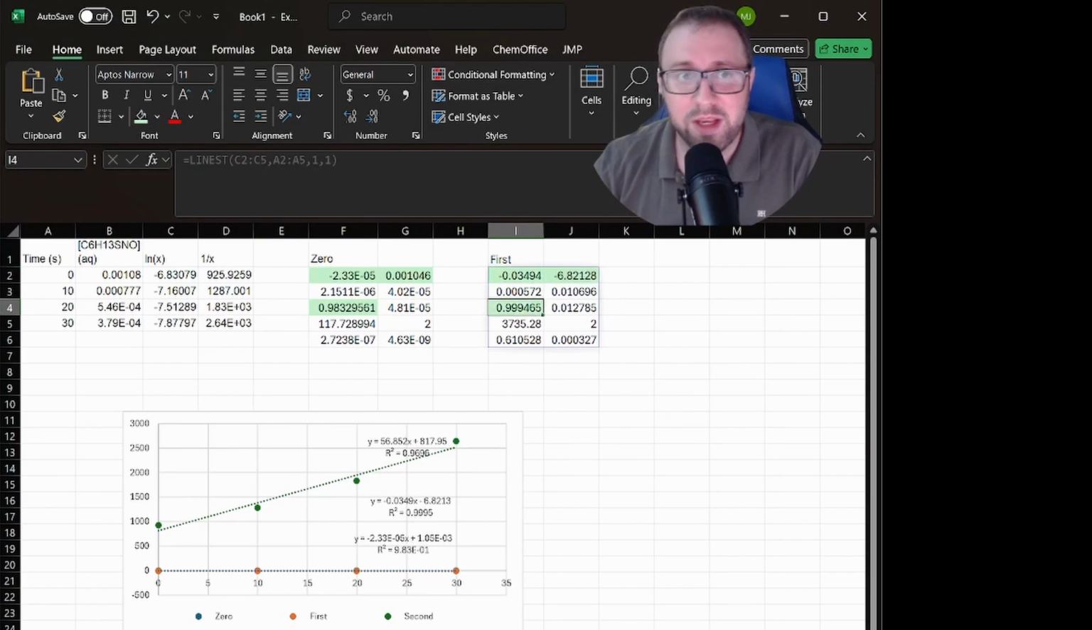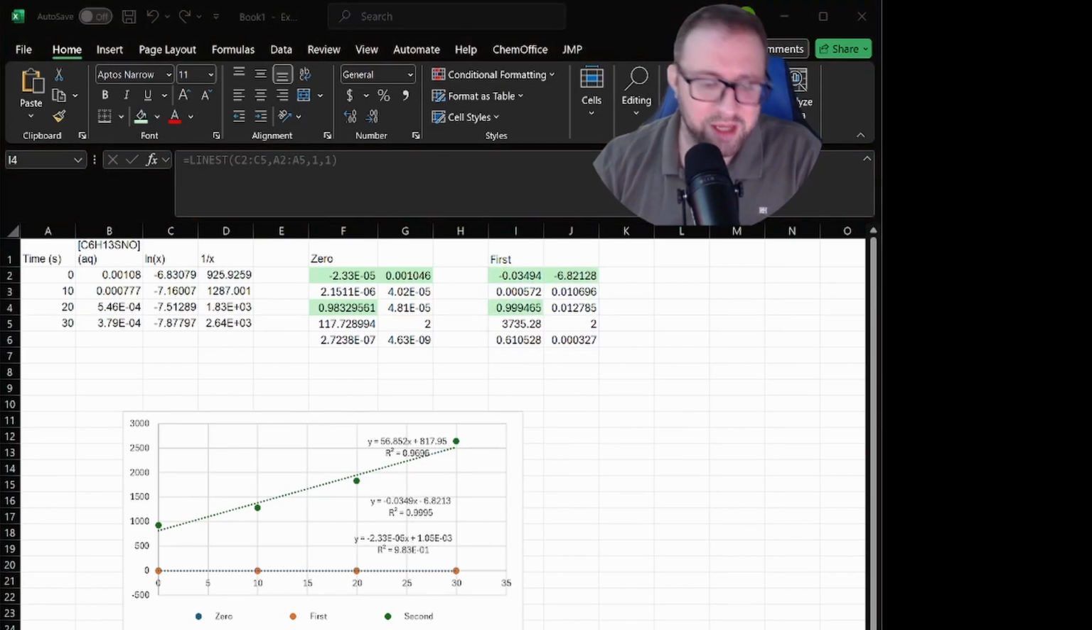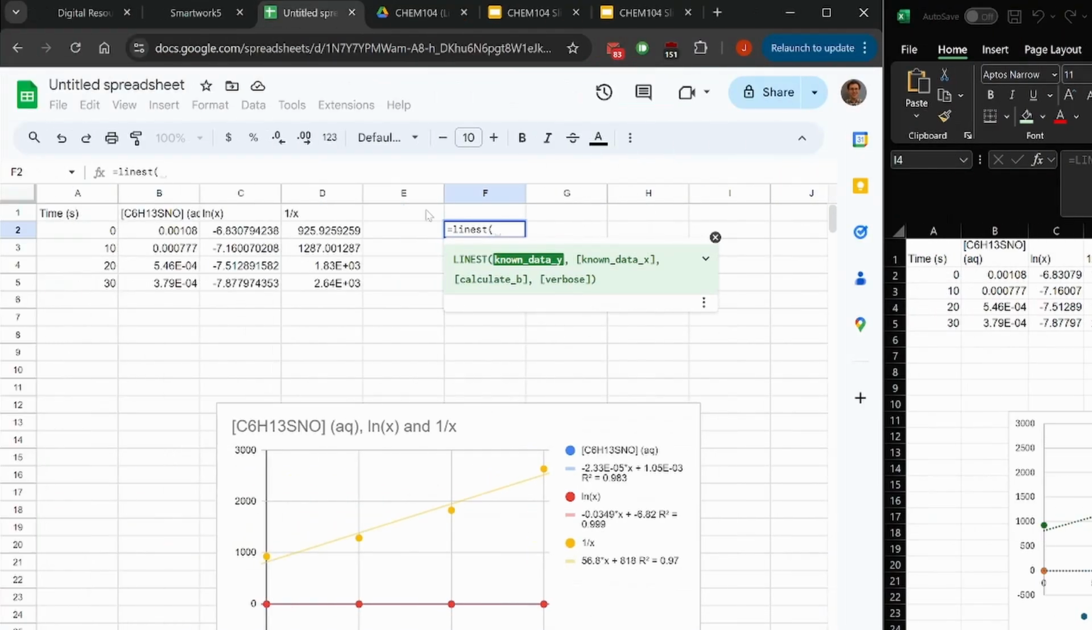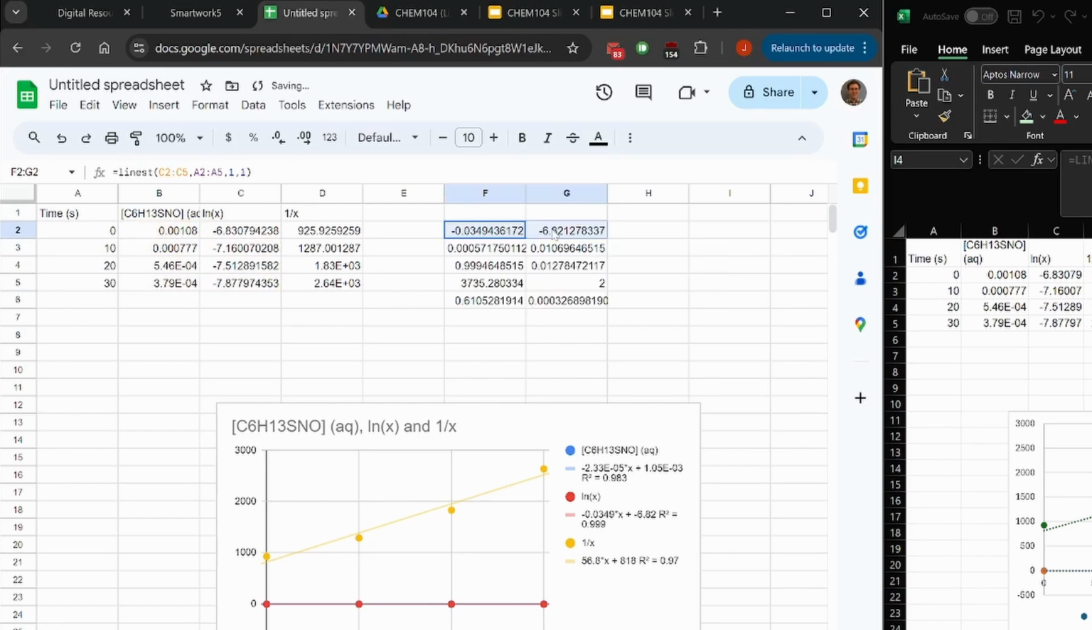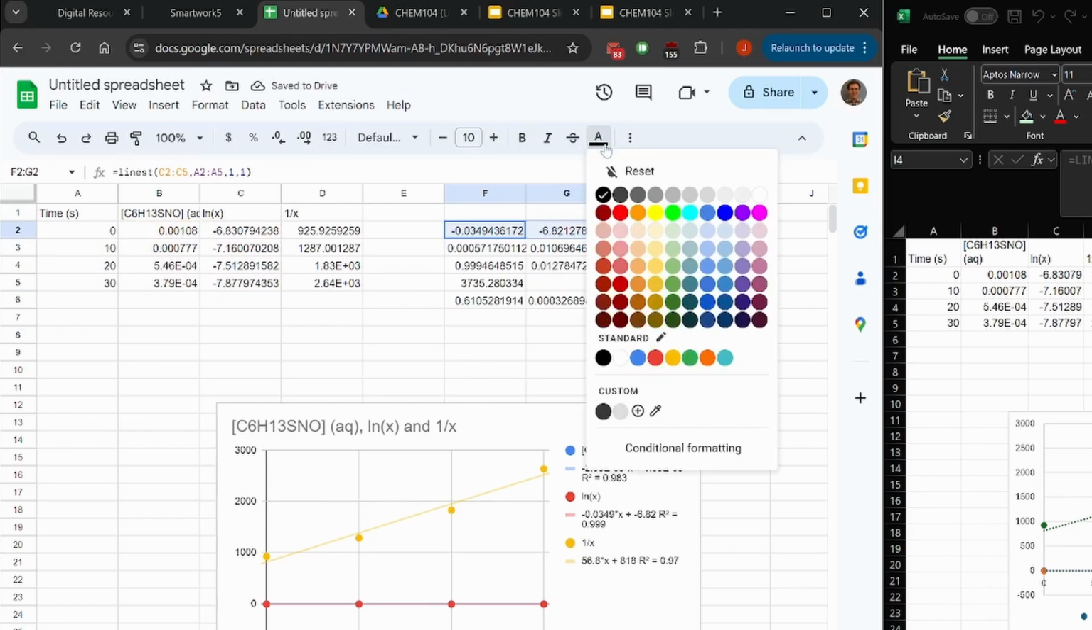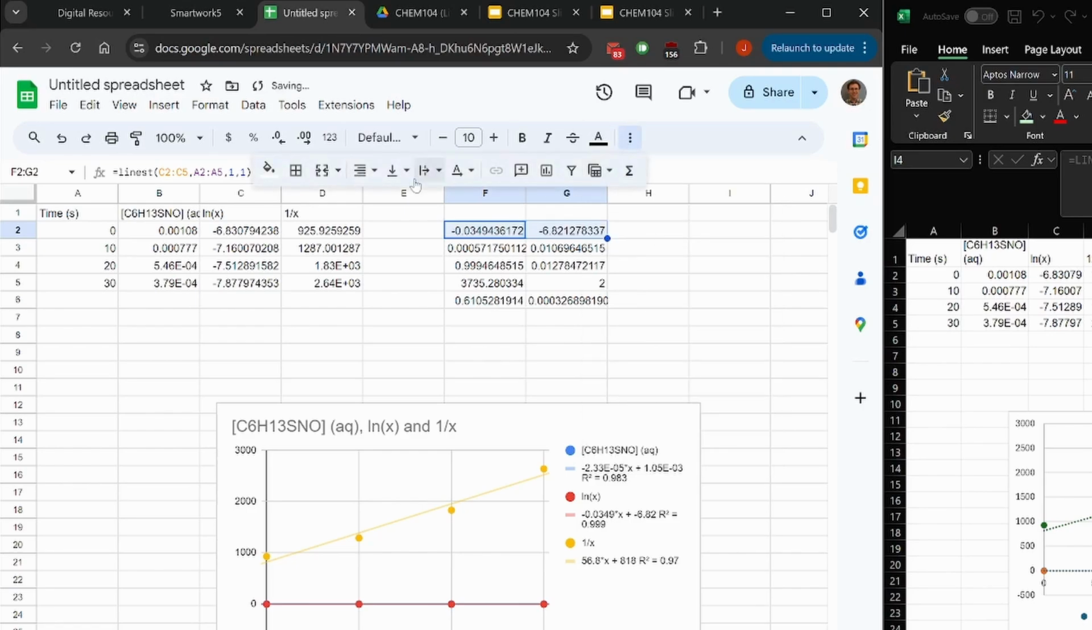Right, notice these line up with here. It's the same command in Sheets too. We have LINEST, it's the same format. This will be a very common theme. All right, so same exact numbers here. This is the first order regression.